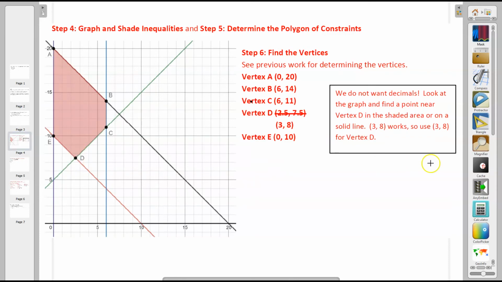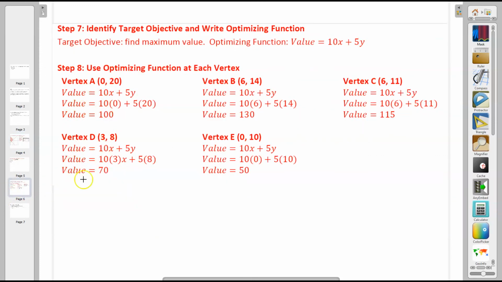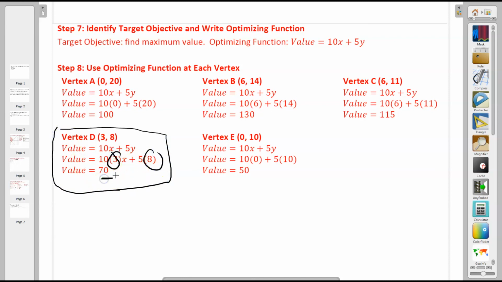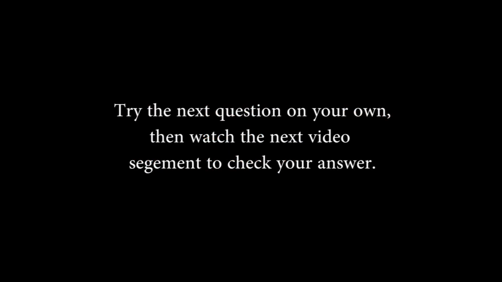Once you've selected the whole numbers to replace your decimals in your vertex calculations, you need to use those whole numbers in your calculation of the total value, or in your maximizing function. So if we look at, this is where we're doing our calculations for maximizing functions. For vertex D, we can see now that we're using 3, 8 instead of 2.5 and 7.5. So we've substituted those values into our equation, and we get a larger total value in this case. Try the next question on your own, then come back to watch the video segment to check your answer and watch the solution.